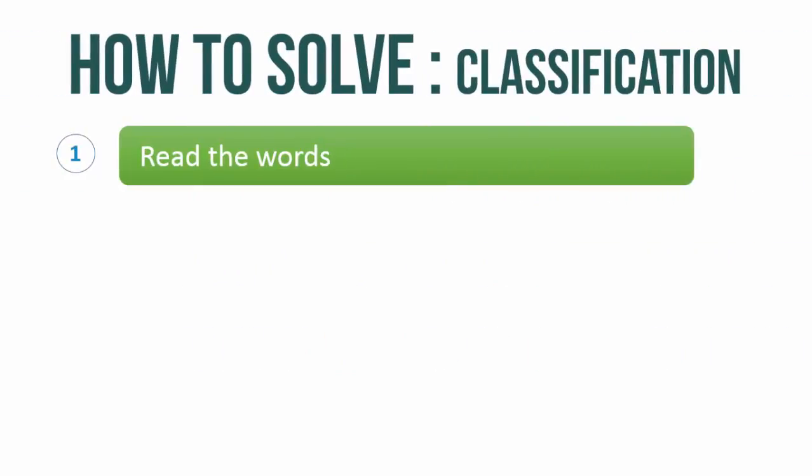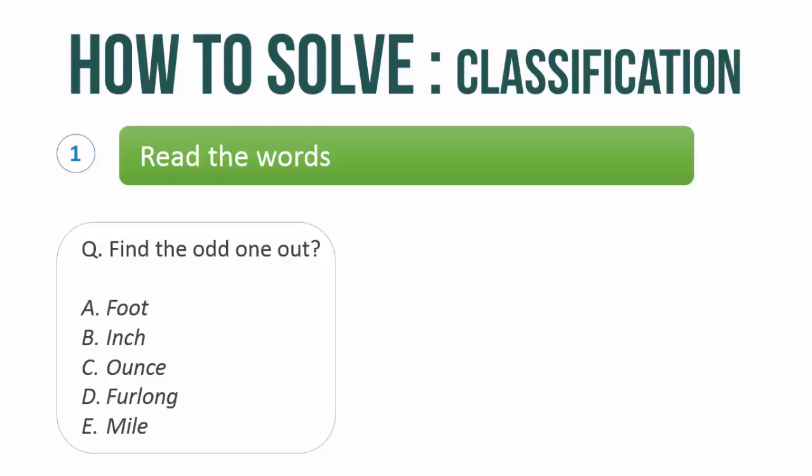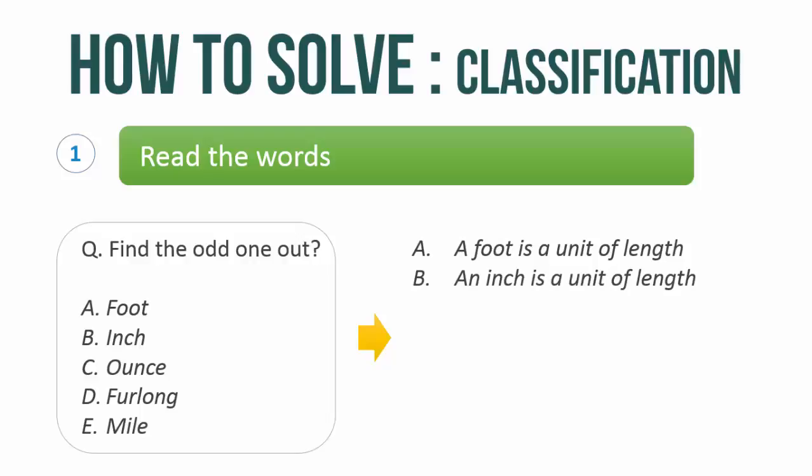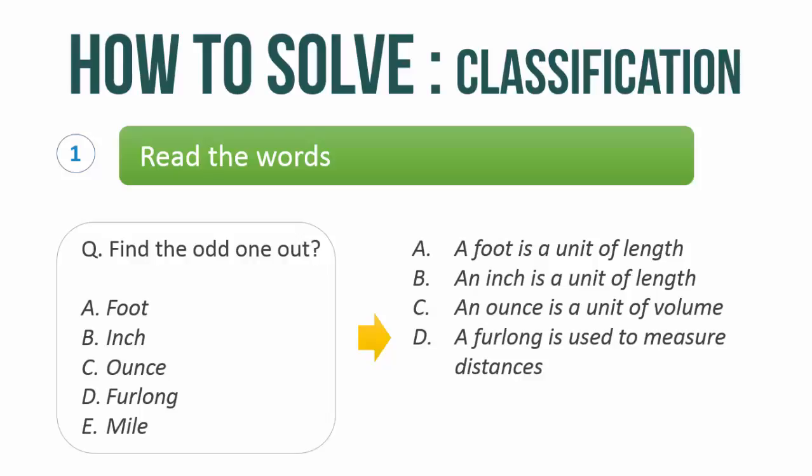Let's look at this in detail with the help of an example. Given the question where you have to find the odd one out amongst the 5 words: foot, inch, ounce, furlong, and mile, just go through all of these words, read them properly, and see what they mean. A foot is a unit of length. An inch is also a unit of length. An ounce is a unit of volume, typically used in America on bottles of juices or beverages. A furlong is a unit that is used to measure long distances. A mile is also a unit used to measure distances.